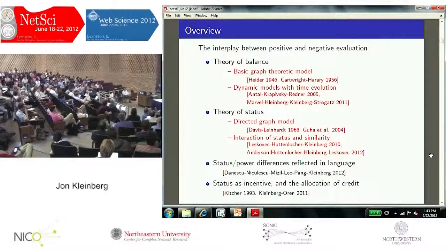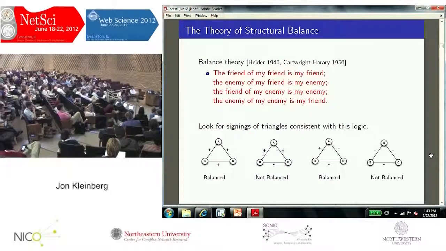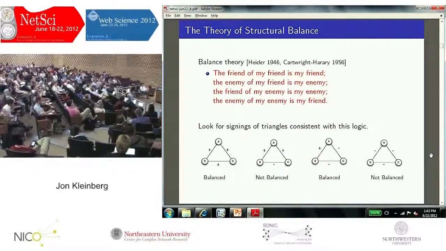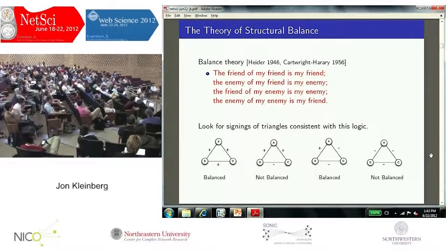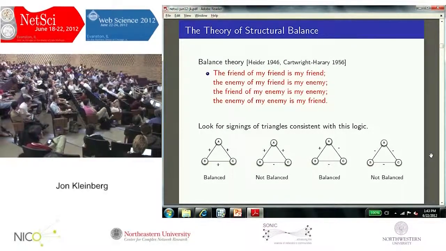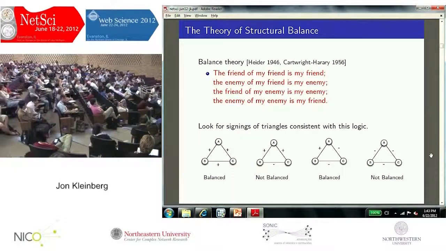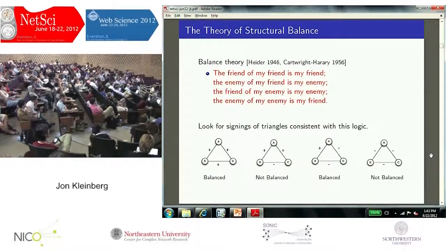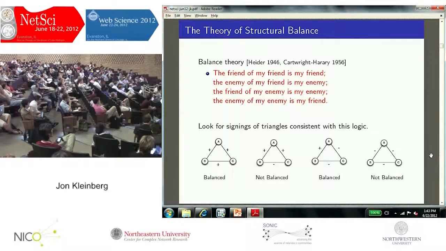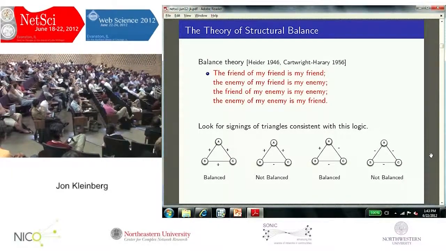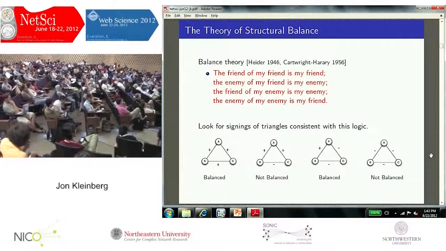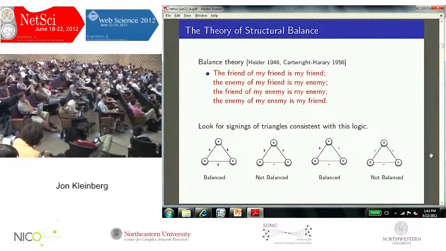Let's start with the theory of balance. So the theory of balance is about friend-enemy relations. It dates back, at the very least, to work of Heider in the 1940s, and then formalized in the language of graph theory by Cartwright and Harary in the 1950s. And their idea was to formalize the kind of wisdom contained in these proverbs like, the friend of my friend is my friend, the enemy of my friend is my enemy, and you can read all those. All of these are old bromides that we can recite to each other.